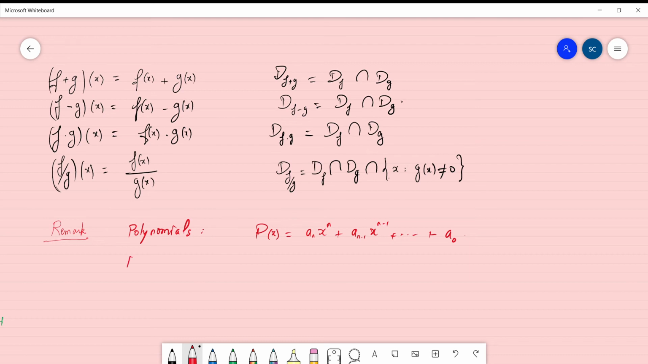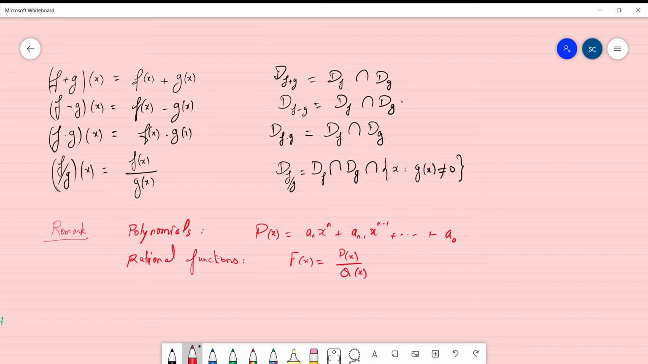We have rational functions. They have this form: f of x is the ratio of two polynomials, p of x over q of x. Again, here for the domain, we need to eliminate the x's that are roots of the denominator. So you see, we have already enlarged the family of functions that we know.